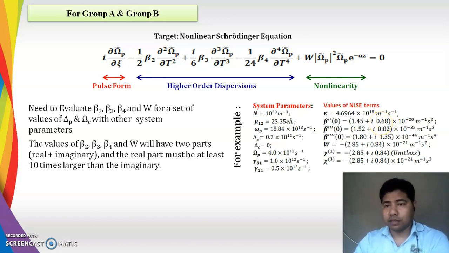Similarly for beta 3 also, real part is 1.52, imaginary part is 0.82. So the imaginary part is smaller than the real part. Similarly for chi1 and chi3 I have just taken random values. This is not particular for your calculation. You will be calculating by yourself, for your own system. Here chi1 also, the real part will be larger than the imaginary part. Chi3 also, real part will be larger than the imaginary part.